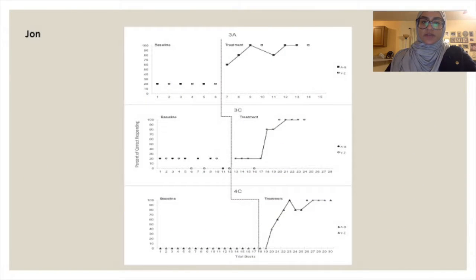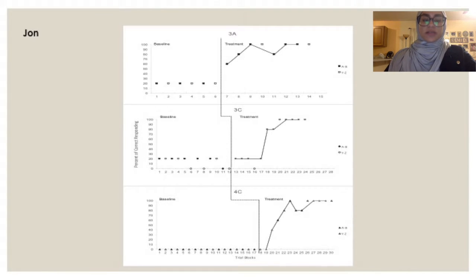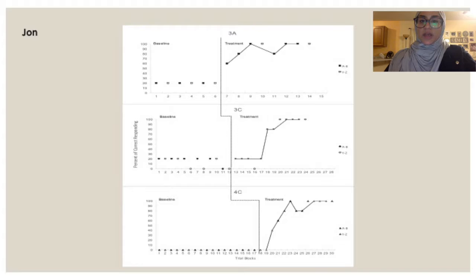This graph is a visual representation of John's performance across 3 PEAK programs. The x-axis is the number of trial blocks, and the y-axis is the percent correct responding. For the first program, 3A, comparison bigger and smaller, the training trial blocks are represented by a filled-in square, while the test trials are represented by an open square.